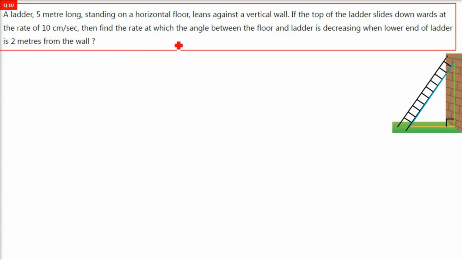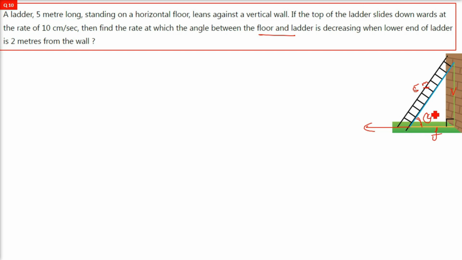A ladder 5 meters long, standing on a horizontal floor, leans against a vertical wall. So this is a ladder 5 meters long, and you know the scenario, and it leans against a vertical wall. If the top of the ladder slides downwards at the rate of 10 centimeters per second. So it is sliding. Now the angle is theta. The theta will be lesser when it goes down. So the rate of the top of the ladder sliding downwards is 10 centimeters per second. Then find the rate at which the angle between the floor and the ladder is decreasing.